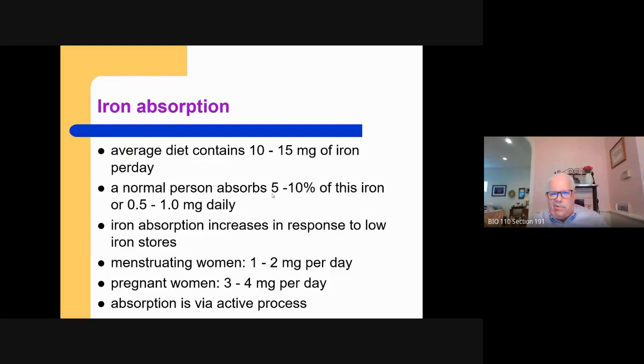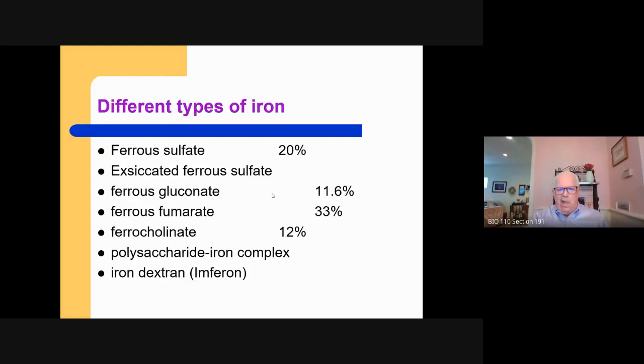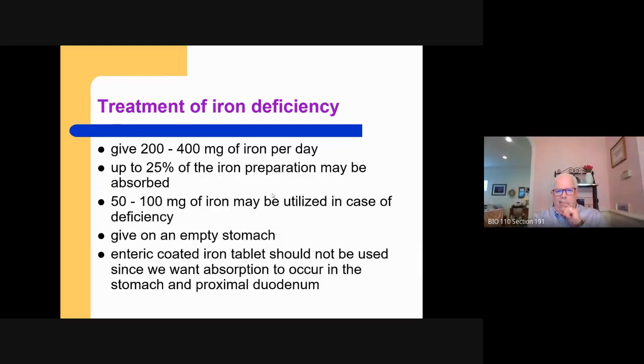If you are menstruating, you need supplementation of iron because every cycle you lose iron as you bleed. If you are pregnant, you also lose iron. You're losing iron to your baby. So women that are pregnant or menstruating need iron supplementation. Okay? Don't worry about the different types. How do we treat iron deficiency? Iron pills.